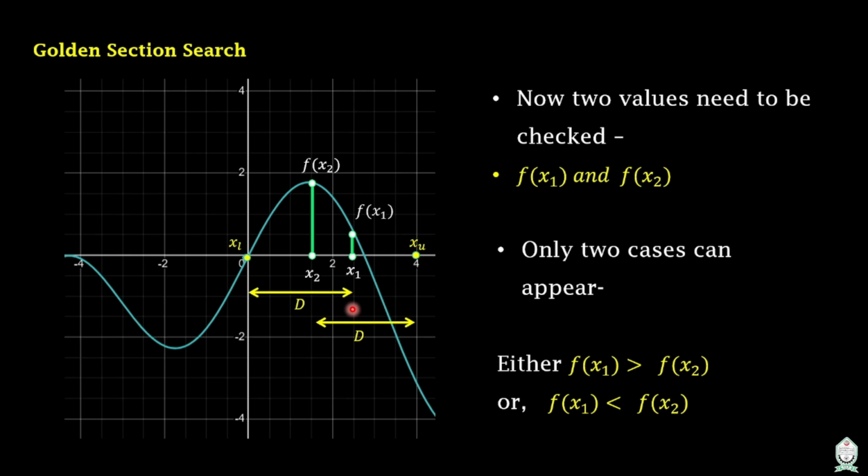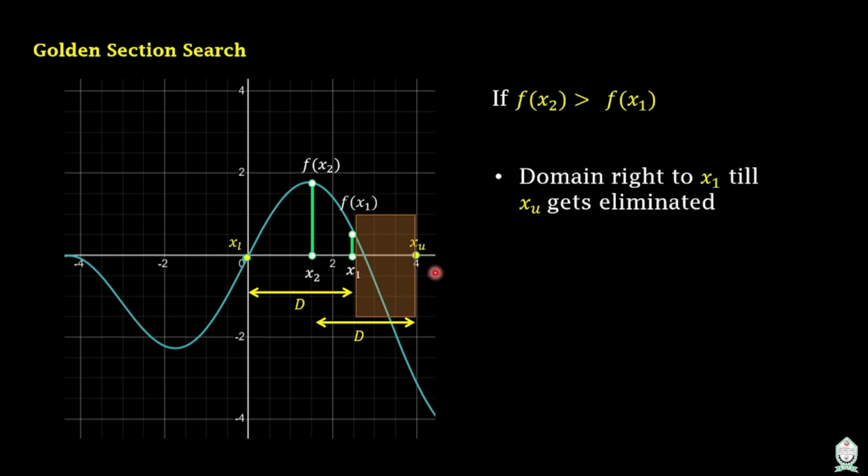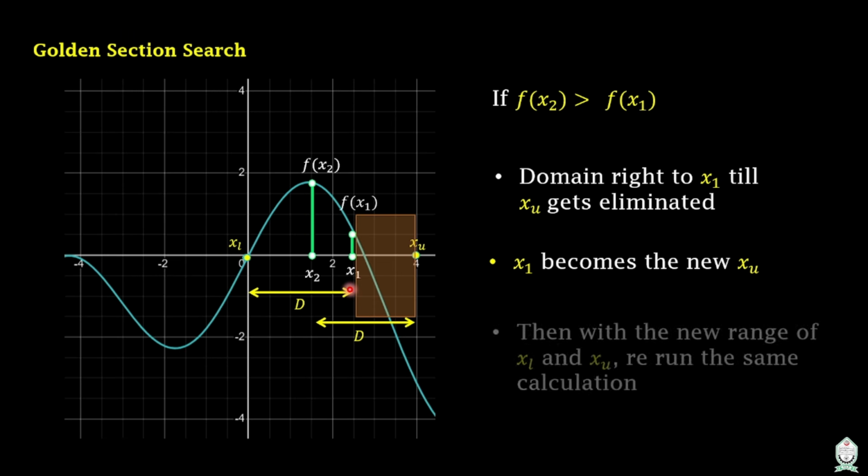If that happens, what is to be done? Since f of x2 is greater than f of x1 here, the domain to the right of x1, up to x upper, will be eliminated. So this domain we will eliminate, and x1 will now be our new x upper, and then we have a new range here. This is xl and this is x upper, and within this range we have to apply the same calculation and same method.